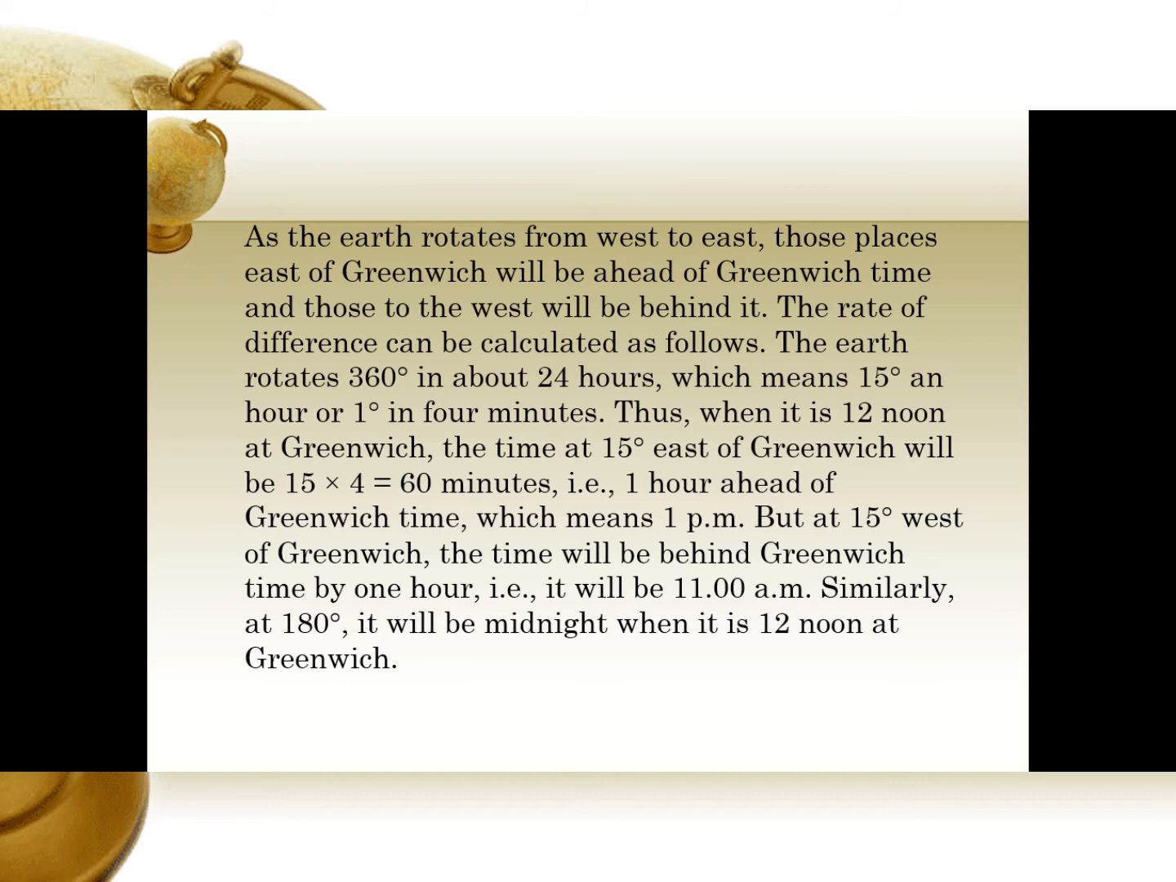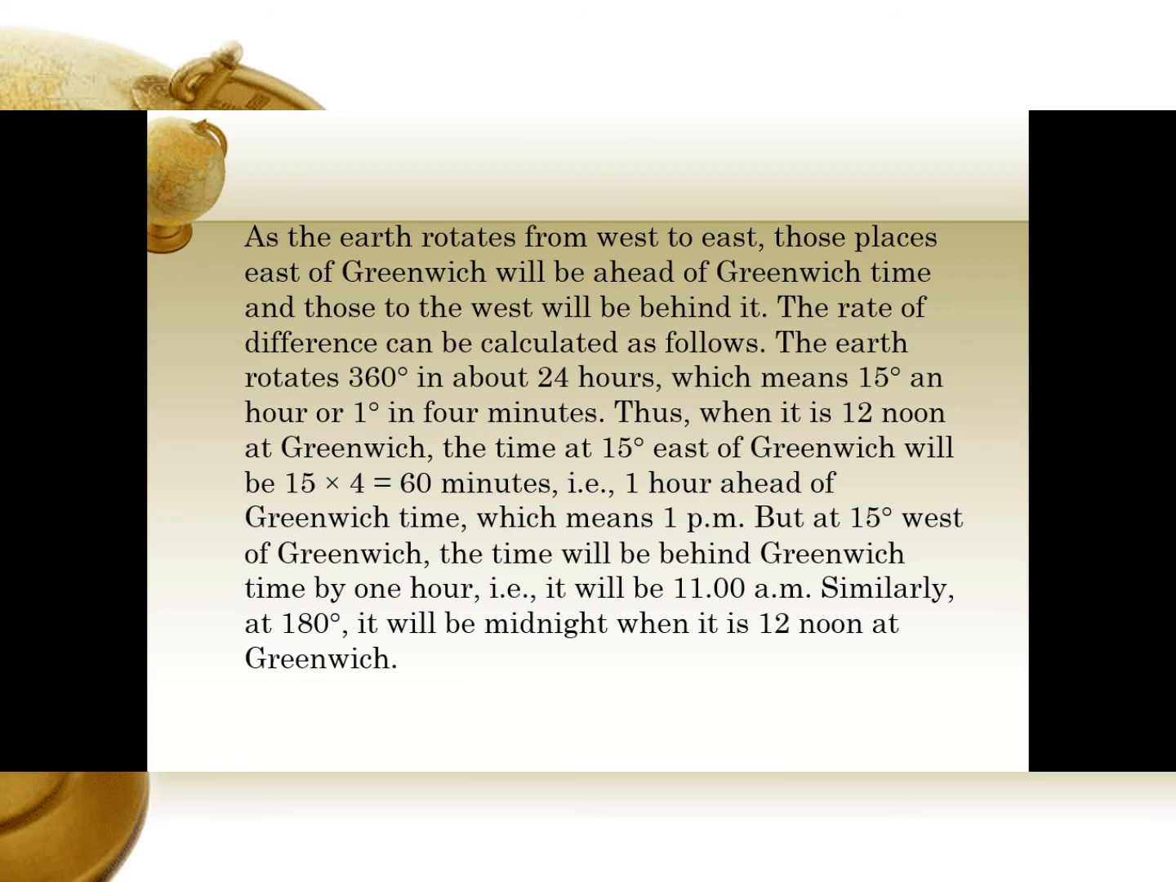So when it covers 15 degrees, it means it covers 1 hour. In 1 hour it covers 15 degrees, and 1 degree it covers in 4 minutes. So a 1 degree interval variation is of 4 minutes. So when it covers 15 degrees, it means 4 into 15, 60. So 1 hour has 60 minutes. So a 15 degree interval is covered in 60 minutes, or 1 hour.